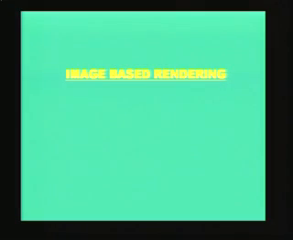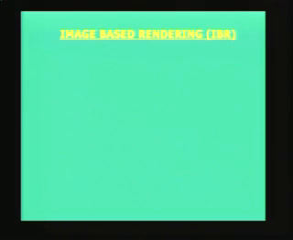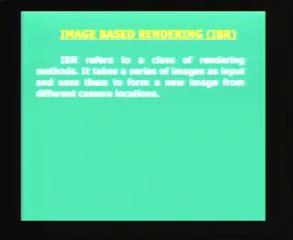We will move on to the next concept, based on the permissible time limits, which will bring reality into the picture. It is called image based rendering. Let us look at this example of image based rendering, or IBR as it is called. IBR refers to a class of rendering methods. It takes a series of images as input. So, it might be a video. Often video based rendering and image based rendering are used interchangeably.